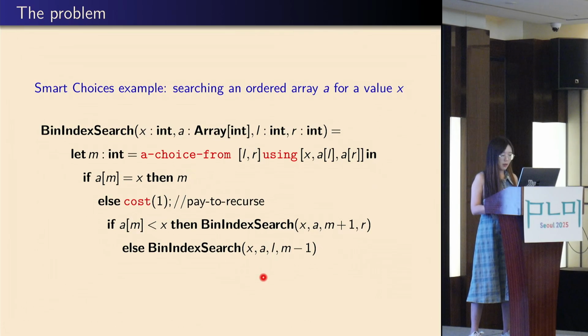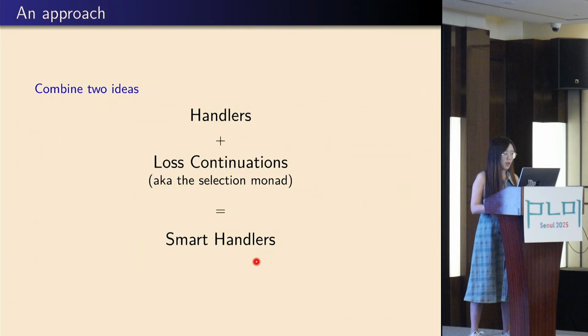In this work, however, we study decision-making abstractions from a programming language perspective. To summarize our ideas in a single slide, in this work, we combine algebraic effect handlers with a form of continuation that we call loss continuations, which are computational ideas inspired by the selection monad. We call the resulting handlers smart handlers because they allow programmers to provide user-defined optimization strategies for decision-making operations, just like the binary search example we have seen in the previous slide. So in the rest of this talk, I will provide some background on algebraic effect handlers before I discuss how they can be combined with loss continuations.